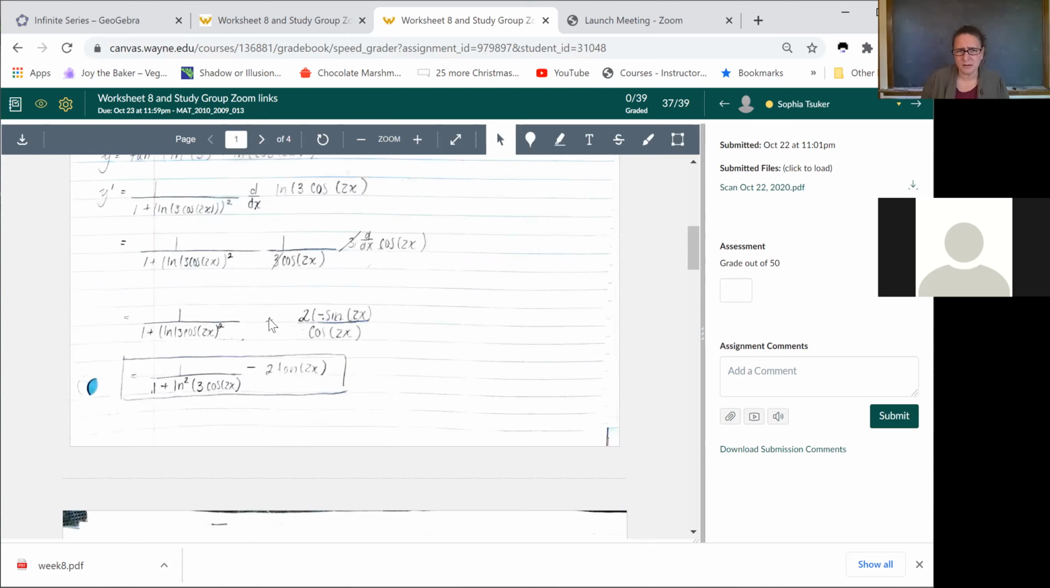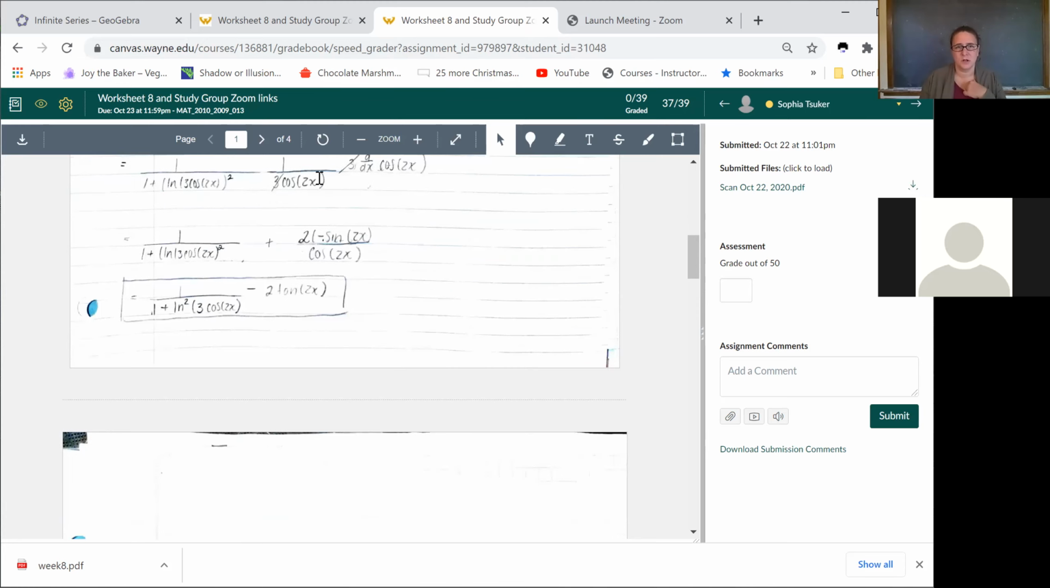This is multiplied, not added. So this is just multiplied by that, or this can be in the top. So however you want that, but this is all multiplied, not added together.